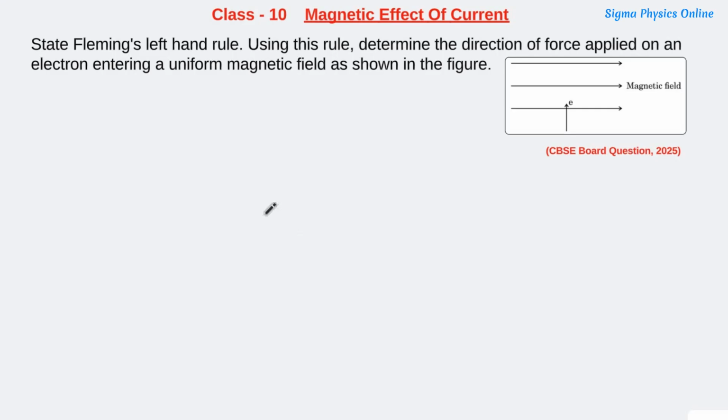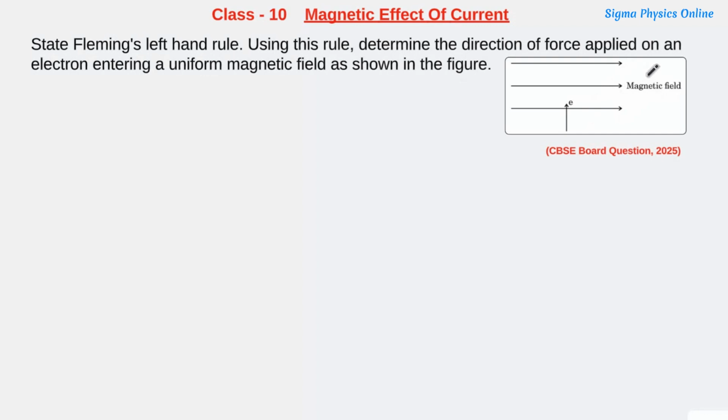Hello students, welcome back. Let's take up another question. This time it's from magnetic effect of current and the question goes like this. State Fleming's left hand rule. Use this rule to determine the direction of force applied on an electron entering a uniform magnetic field as shown in the figure.